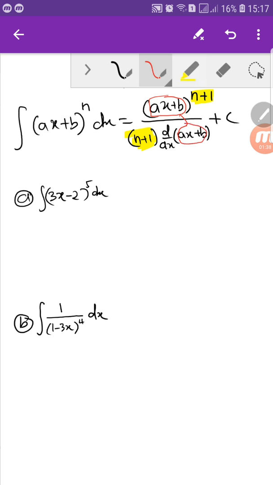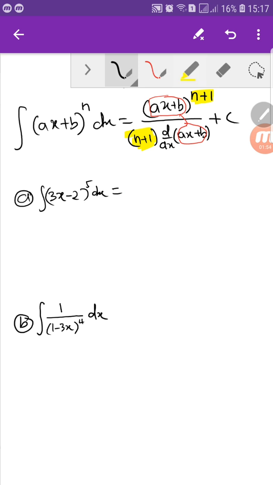So maybe if you want to take some time to process the idea, the formula, maybe you can just pause the video before we continue further with the examples. Okay, let's go to the first example.